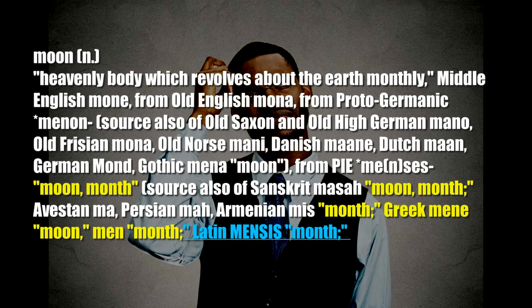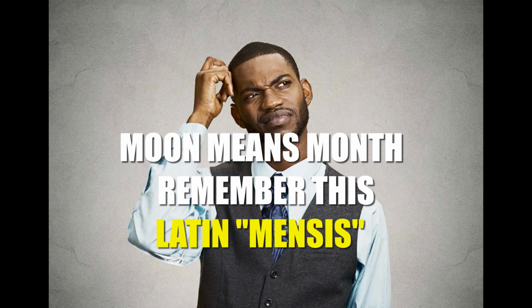As can be seen here, heavenly body which revolves around the earth monthly. Middle English Monet, from Old English Mona, from Proto-Germanic Menon. As you can see, Latin, Greek, it all means month, right? So just remember that. Moon means month. You have to remember this, okay?